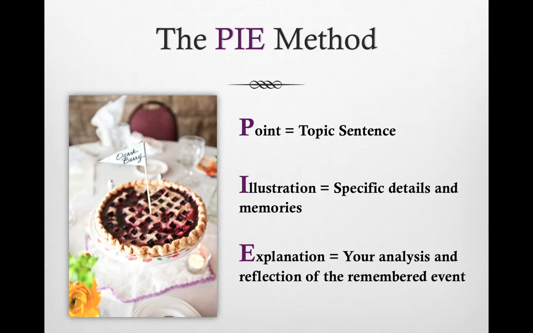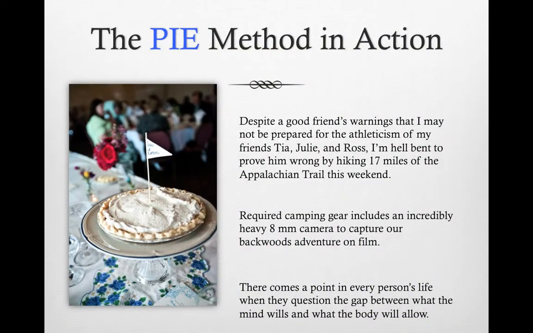So I want to give an example of what this might look like in action. Here's one example. I'm going to start with the point. Despite a good friend's warnings that I may not be prepared for the athleticism of my friends Tia, Julie, and Ross, I'm hell-bent to prove them wrong by hiking 17 miles of the Appalachian Trail this weekend. So that could be a really good topic sentence. It's clear what it's about. It's about hiking a trail.